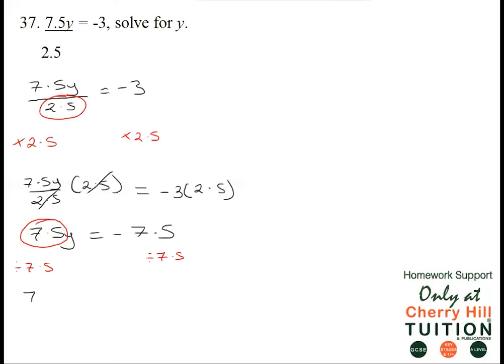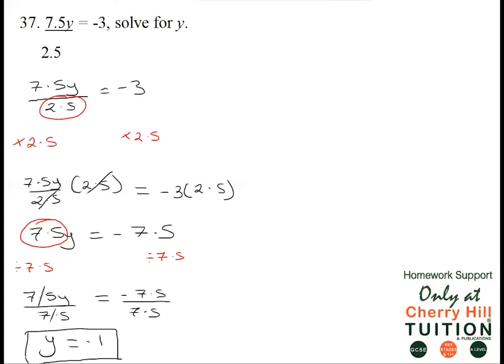This leaves us with 7.5y over 7.5 is equal to minus 7.5 divided by 7.5. On the left-hand side, multiply by 7.5 and divide by 7.5 give us 1, so it cancels out, leaving us with just y. And on the right-hand side, we have minus 7.5 divided by 7.5. So a number divided by itself gives us 1, but we also have one negative sign, leaving us with minus 1. So our answer is y is equal to minus 1.